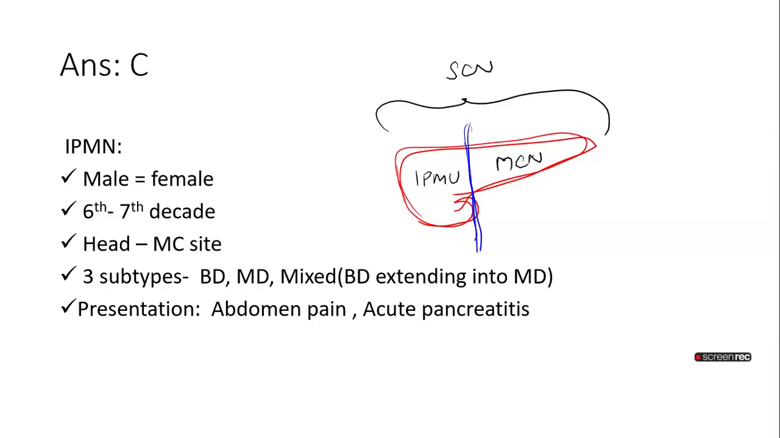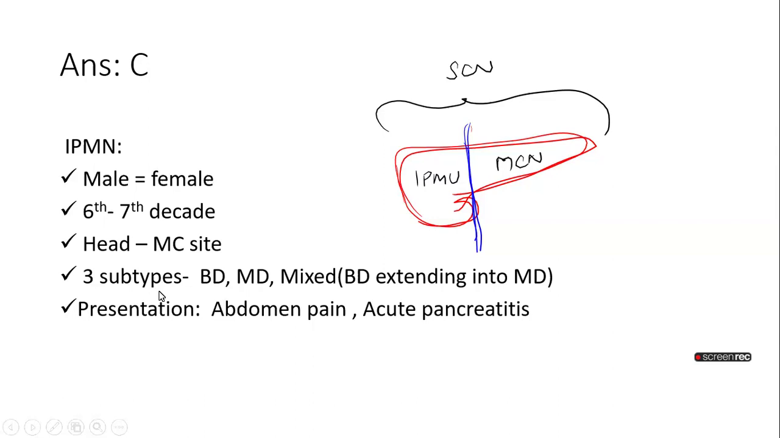Males and females are equally affected. 6th to 7th decade age group is most commonly affected. And head of the pancreas is the most common site. So head of the pancreas is the most common site for IPMN, and body and tail is the most common site for mucinous cystic neoplasm, and serous cystic neoplasm and pseudocyst are evenly distributed throughout the parenchyma of pancreas.